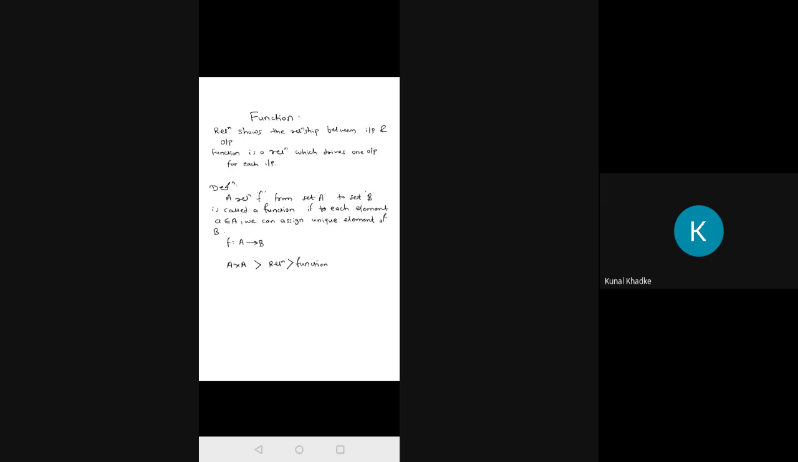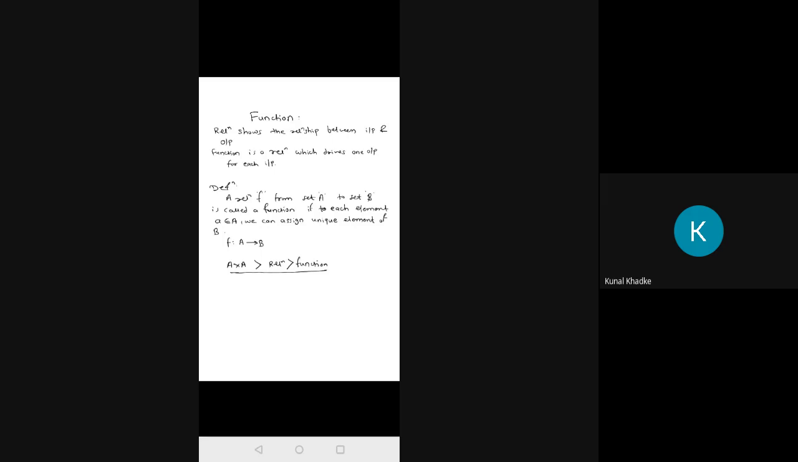So in the Cartesian product all ordered pairs are there. In a relation, some of the ordered pairs can be missing. In a function, again, there are fewer ordered pairs compared to a relation. That's why I have shown it like this. Getting it now? Why have I shown it like this?